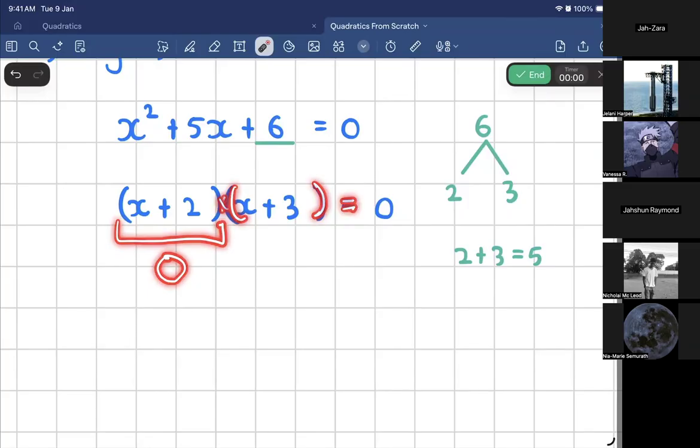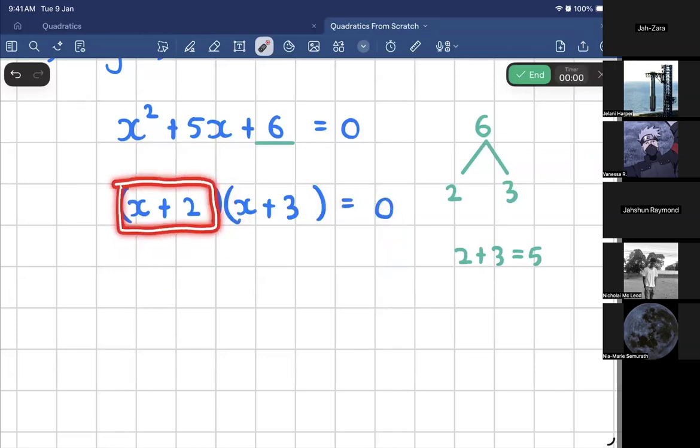Yes. So the question is now, how could I make this bracket equal to 0? What would x have to be to make that bracket 0? 2? Nah, 2 plus 2 is 4. So Christian, think to yourself, what is the opposite of adding 2? Subtracting 2. Right, so if x is minus 2, what is minus 2 plus 2? Minus 2 plus 2 is 0.